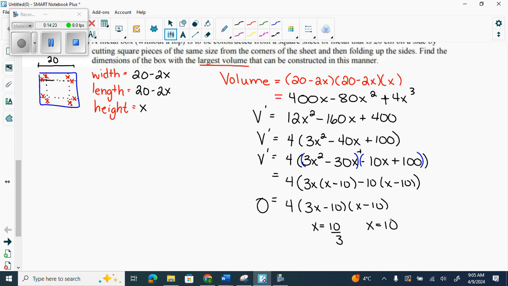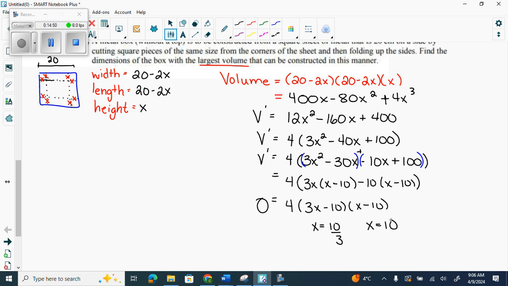Well, what did it ask us? And that's just the height, right? We have to fill it in to get our actual length and width, which are the same as the square. It asked us to find the dimensions of the box with the largest volume. So I'm looking for max volume, correct? One of them will get me it, and one of them will not. So if you take 20 minus 20, it just goes away.